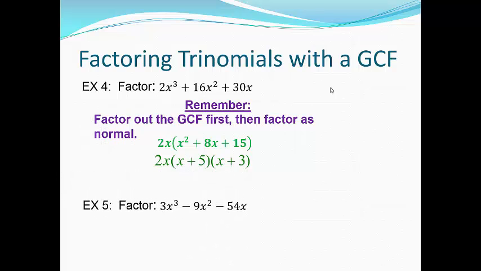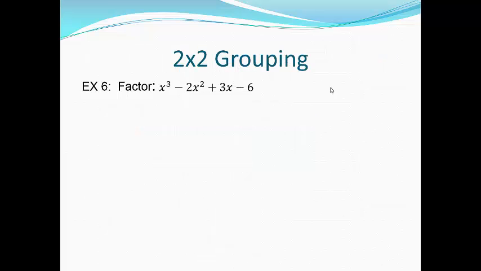Go ahead and try this example on your own. Pause the video. Right, and welcome back. Hopefully you guys figured out that 3x was the greatest common factor, and then we are left with the trinomial x squared minus 3x minus 18, and go ahead and factor that one more time to give us x minus 6, x plus 3. If at any time there are questions, pause the video, write them down, and we can discuss them tomorrow in class.